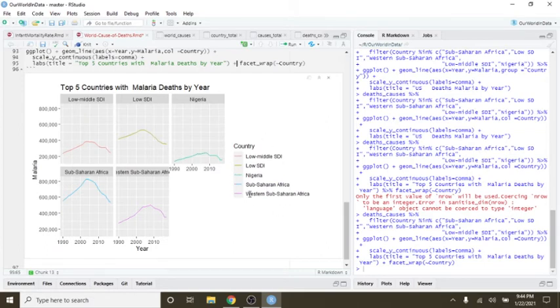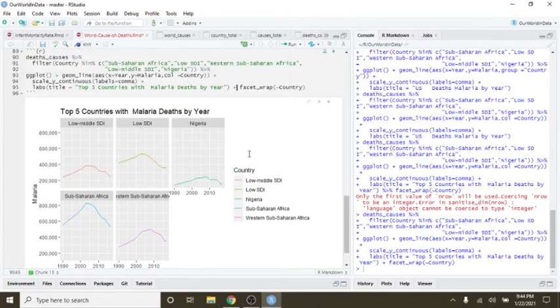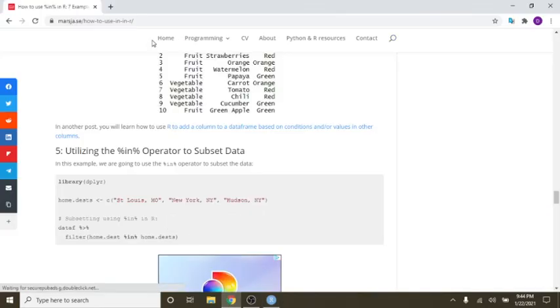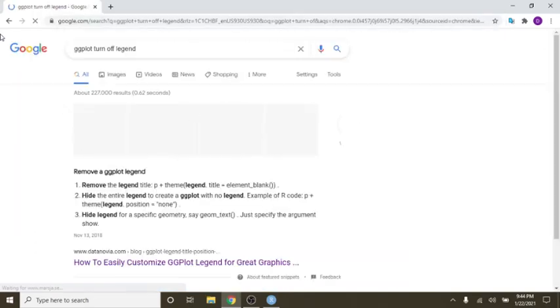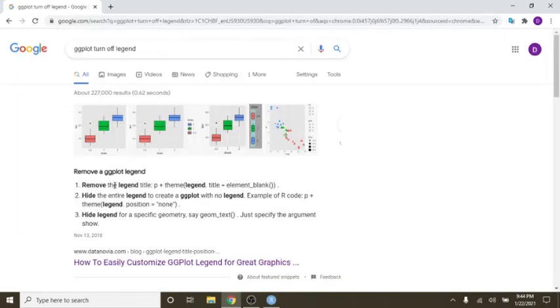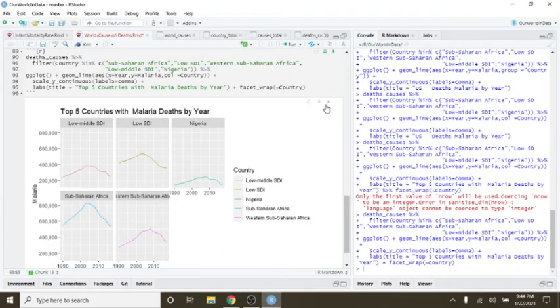So what I need to do here is turn off this. Now we could also adjust this free axis here. So how do I turn off the legend in ggplot2? Remember, Google and YouTube are your two best friends.